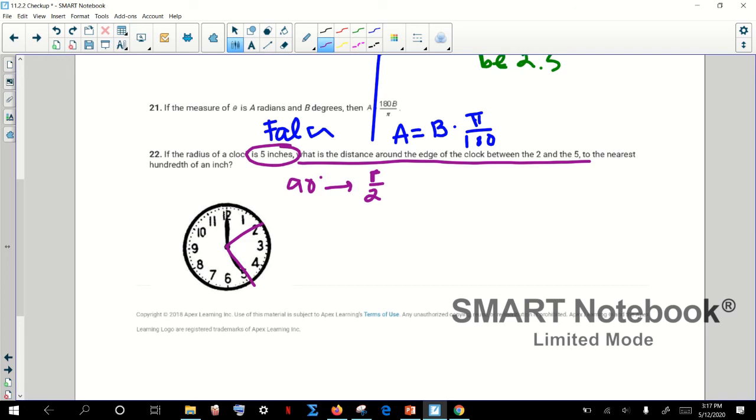So if we want to find the arc length between 2 and 5, arc length is going to be the radius, which we already know is 5, times our theta, which we calculated as pi over 2. So this is going to be 5 times pi over 2, which gives me 7.85 inches.